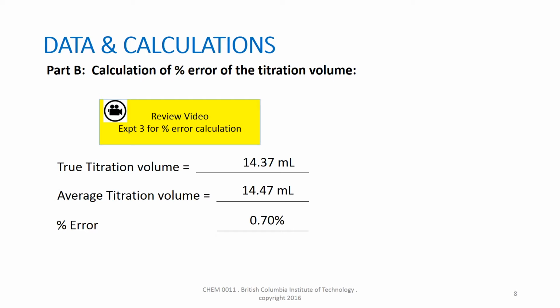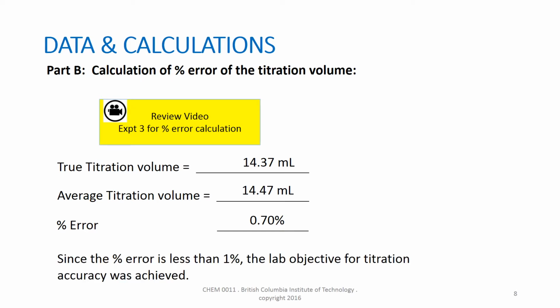Therefore, the percent error is calculated to be 0.70%. In this example, the percent error is less than 1%. Therefore, the lab objective for titration accuracy is achieved.